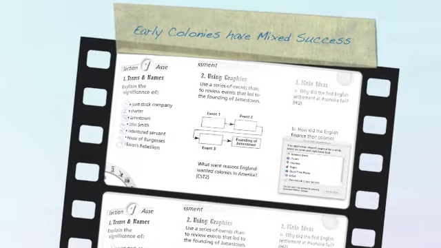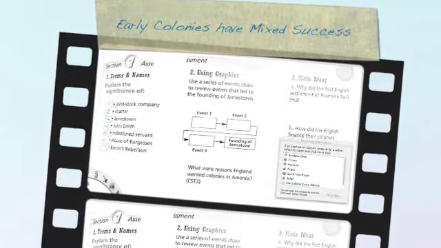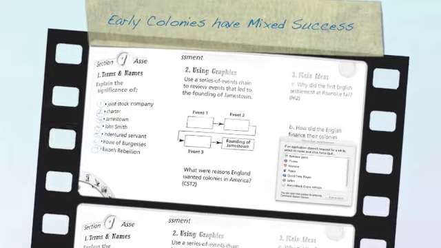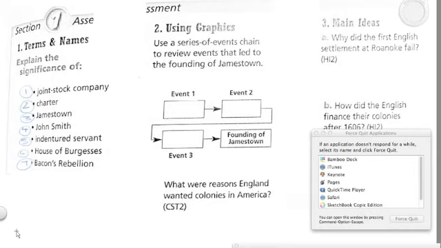Done. Terms and names: explain the significance of joint stock company, charter, Jamestown, John Smith, indentured servant, House of Burgesses, and Bacon's Rebellion.